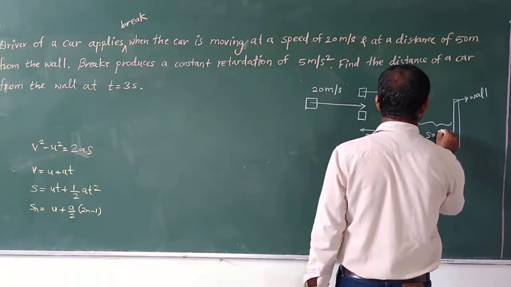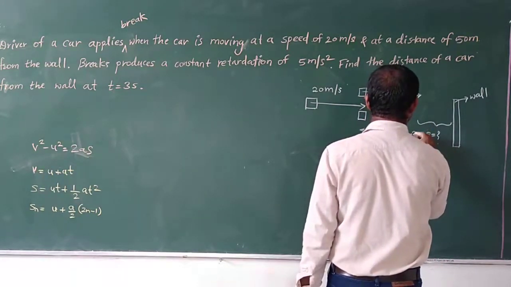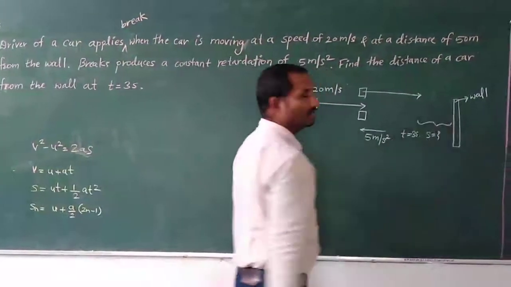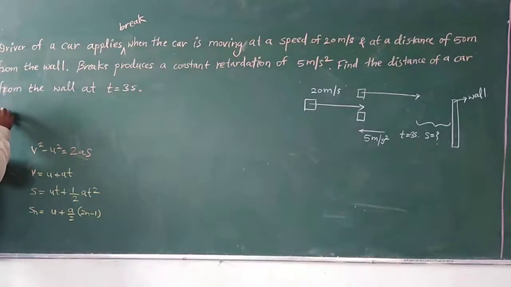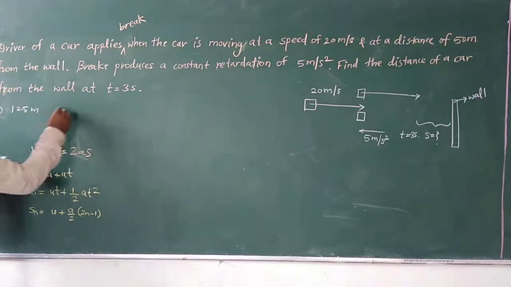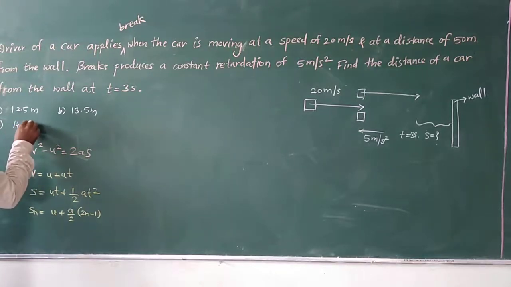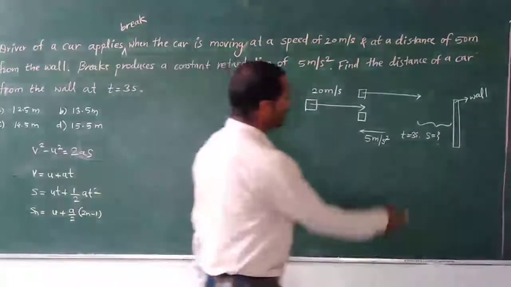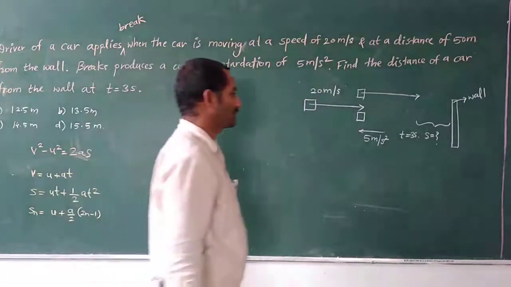So s is equal to what after t is equal to 3 seconds? What is the displacement, or the distance between the wall and the car? We have to find that. You have been given options here. I will write the options here. A is 12.5 meter. B is 13.5 meter. C is 14.5 meter and D is 15.5 meters. So what do we have to find? We have to find the distance between the wall and the car when the driver applies brake. Right?